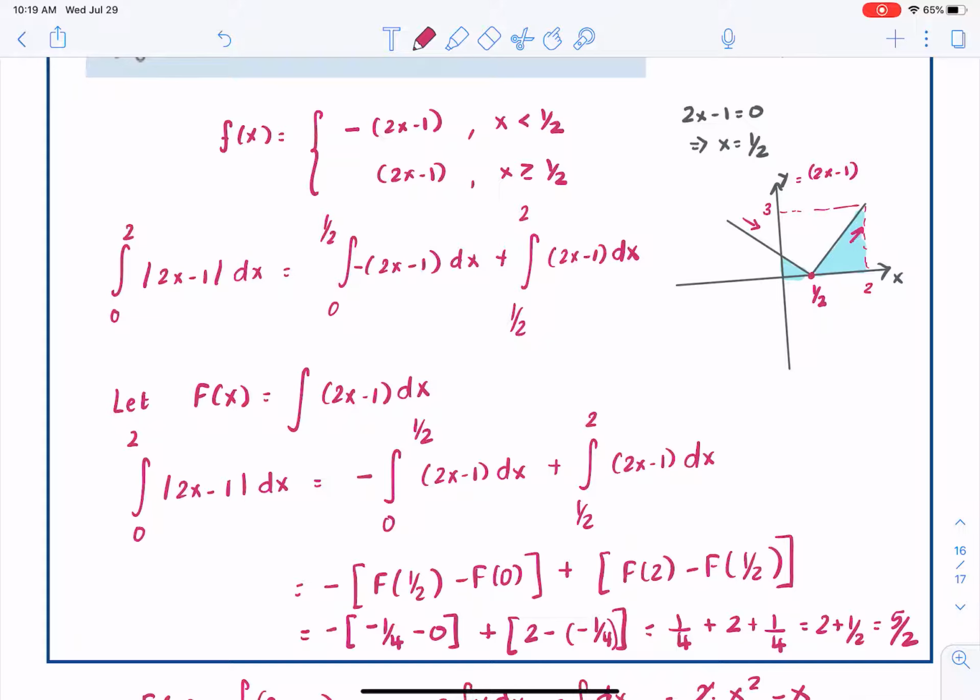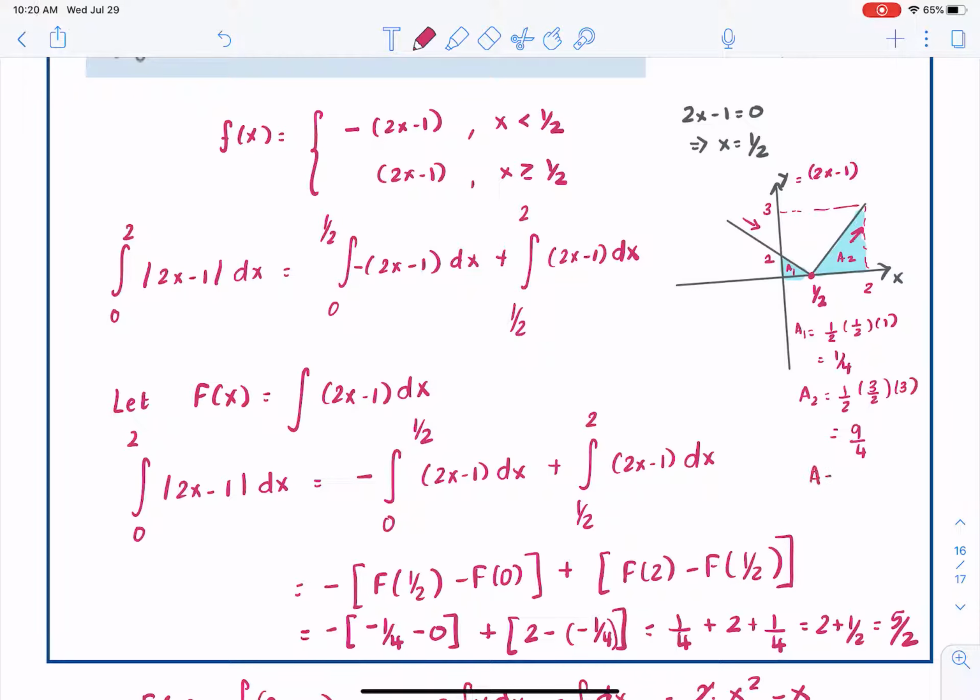When we plug it into the function, over here, when we plug in 0, 2x minus 1 would simply give us 1. So a1, a2. a1 is simply half times base times height, which is 1 over 4. a2 is half times base, which is 3 halves, times height, which is 3, which is 9 over 4.